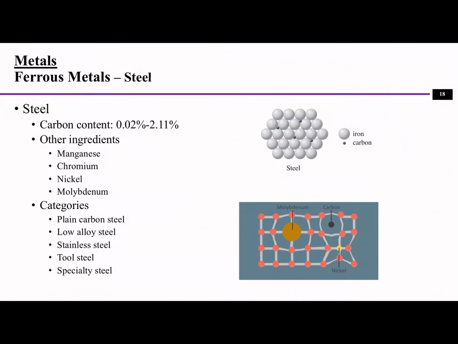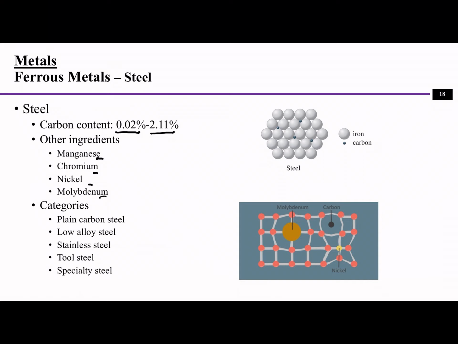Now let's look at steel. We talked about the production process. Now let's look at different kinds of steels. As we mentioned before, steel usually has a carbon content of 0.02% to about 2.11 or 2.14% carbon. And of course, sometimes we can add some other ingredients in order to improve its properties, for example, manganese, chromium, nickel, and molybdenum.